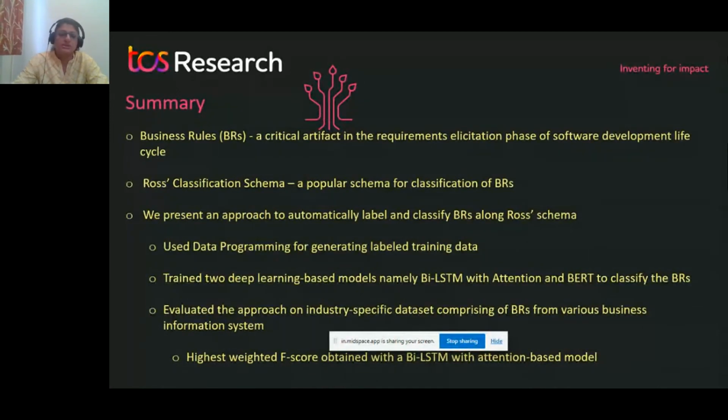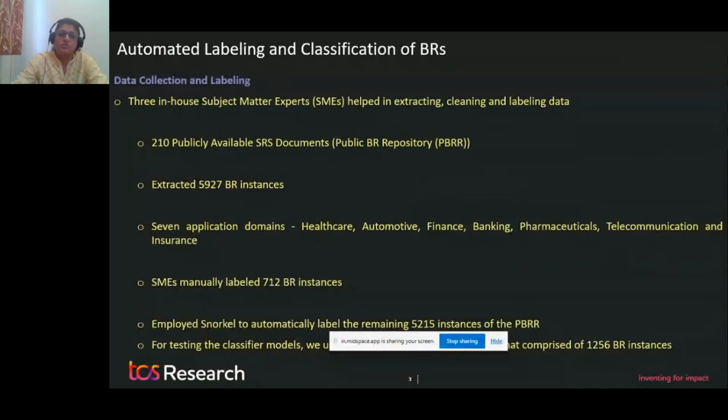Coming to some details about data collection and labeling. We took help from 3 in-house subject matter experts. We took a total of 210 publicly available SRS documents, and the SMEs helped us extract around 6,000 BR instances from these documents. These documents belonged to different application domains. The SMEs then manually labeled a very small portion of these BR instances, around 700, and the remaining instances were auto-labeled using Snorkel.